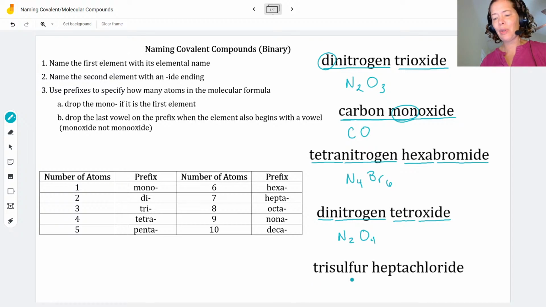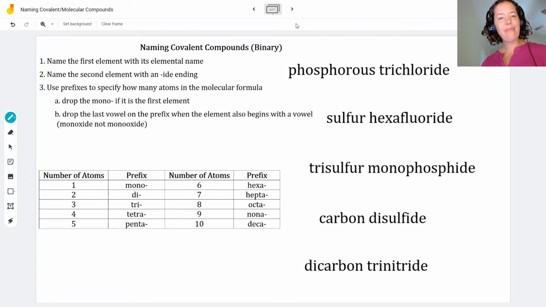Okay, let's go to my last one on this page. Trisulfur heptachloride. Sulfur is S. Tri, here's tri, means 3. Heptachloride. Chloride is Cl. My prefix is hepta, so finding hepta, here is hepta. That means I have 7. So that is S3Cl7. Okay, let's just do a few more here.